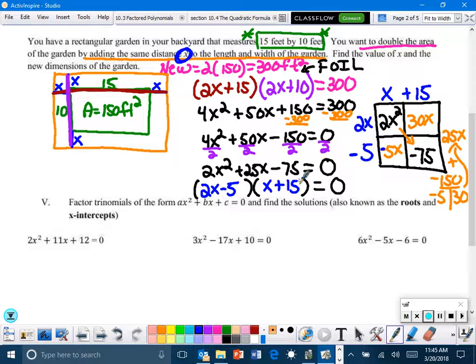Now, those are my factors. What are my solutions? My solutions are x equals positive 5 over 2, and as a decimal, that's 2.5. The other one is x equals negative 15. However, only one of them makes sense. The negative does not make sense because we are dealing with dimensions, which we talked about earlier in this packet. So that means x is 2.5.